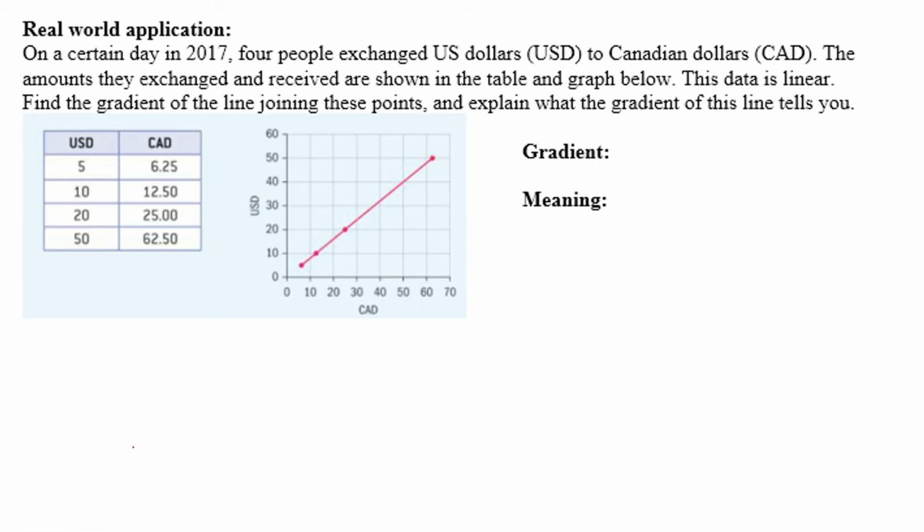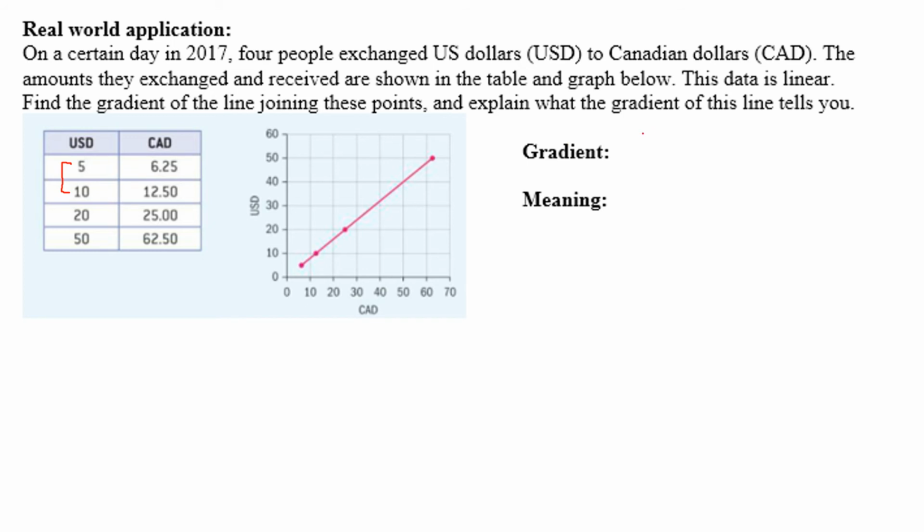So the real world application here, when we are talking about slopes and gradients, we're talking about these rates of change. And so this one says, on a certain day in 2017, 4 people exchanged US dollars to Canadian dollars. The amounts they exchanged and received are shown in the table and the graph below. This data is linear. Find the gradient of the line joining these points and explain what the gradient of this line tells you. So you can pick 2 ordered pairs. It doesn't matter which 2 you pick. I'm personally going to just pick these first 2.